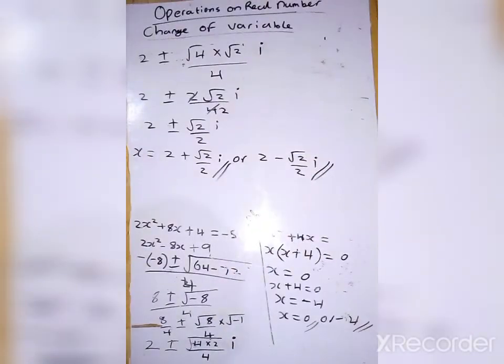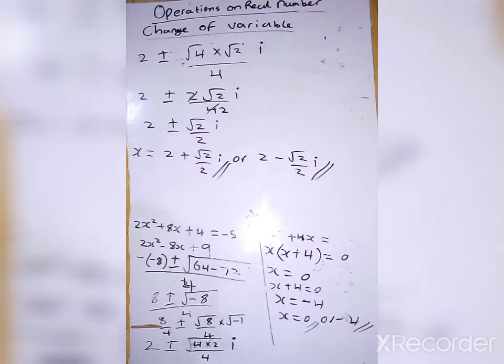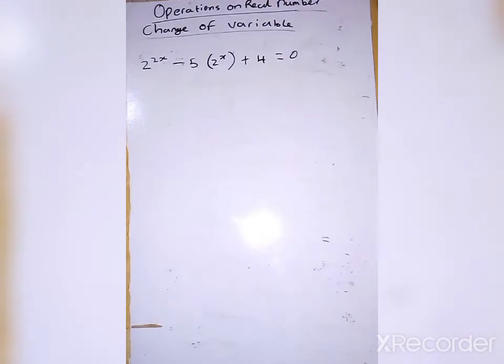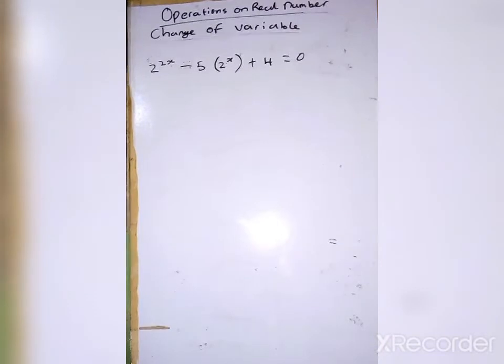So we now have this and we also have this. That's just how to solve change of variable. We can solve change of variable in different questions like that. So given this question, 2 raised to power 2x minus 5 into bracket 2 raised to power x plus 4 equals 0, this question is an exponential equation. We can solve it using change of variable also.